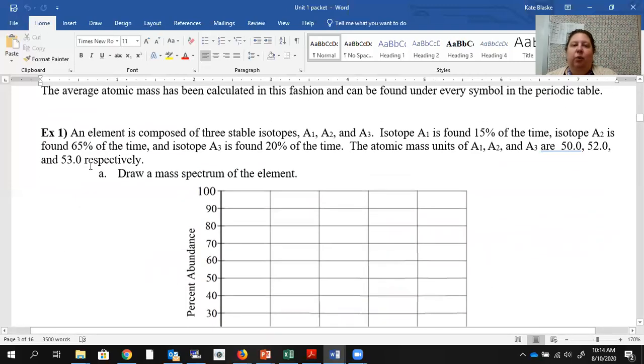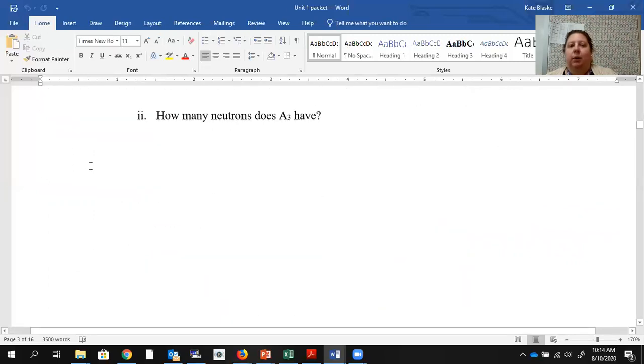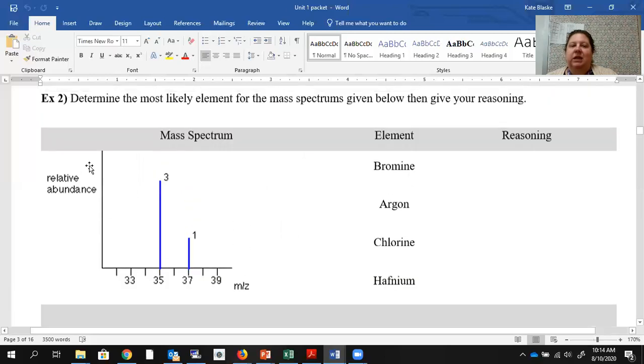So we can work through these examples. We're actually going to work through these examples in class about how to draw that graph based on the data, and then also how to identify elements based on their graphs.